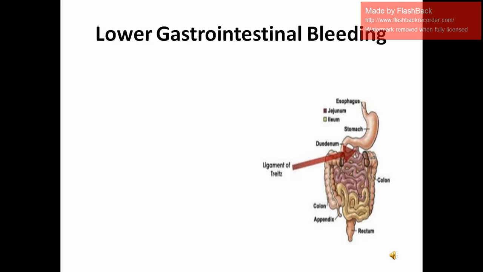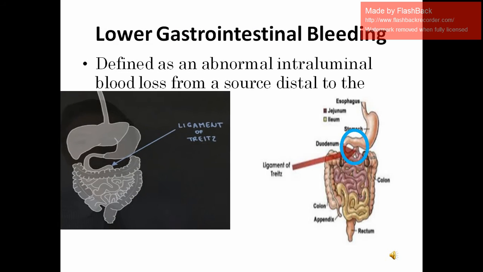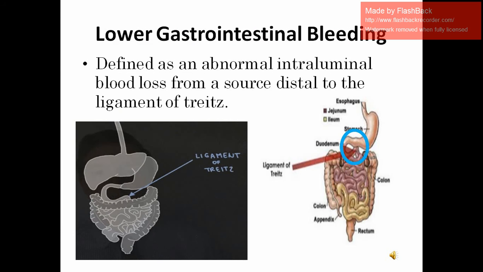Lower gastrointestinal bleeding is defined as an abnormal intraluminal blood loss from a source distal to the ligament of Treitz. The ligament of Treitz is the one that clinically demarcates the boundaries between the upper GI and the lower GI tract. Upper GI tract is composed of pharynx down to the upper border of the ligament of Treitz, whereas the lower GI tract is composed of the ligament of Treitz down to the rectum.